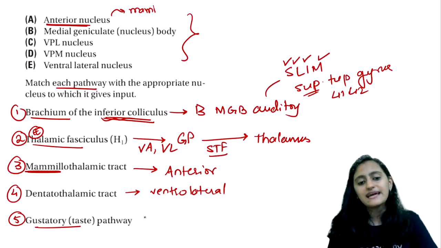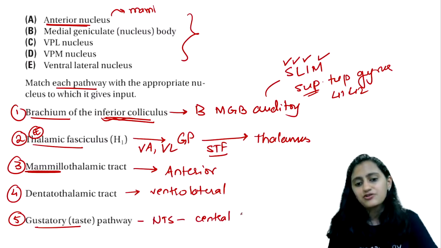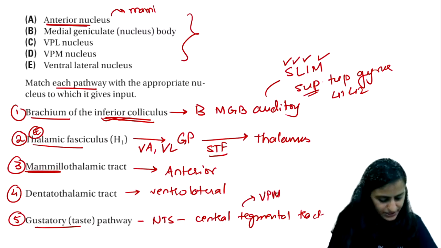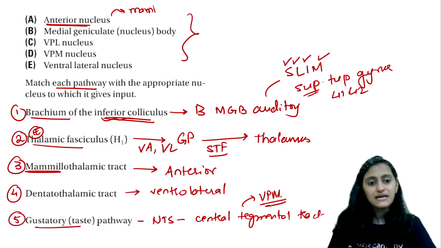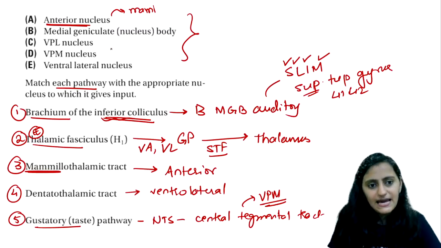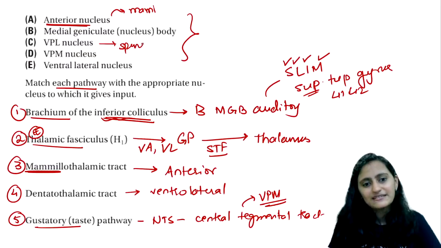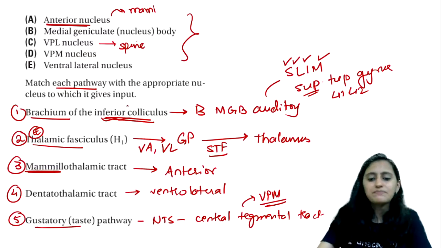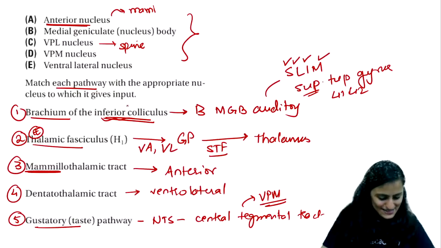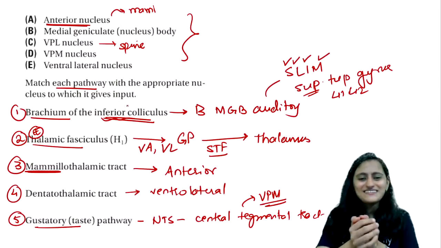Gustatory pathway, the taste pathway, which is nucleus tractus solitarius. The central tegmental tract goes face medially, so it goes into your VPM. Absolutely right. Option D, it is VPM. VPL, laterally, is from the spine. So you have spinal lemniscus and the medial lemniscus. Yes, so that was all about the thalamus.